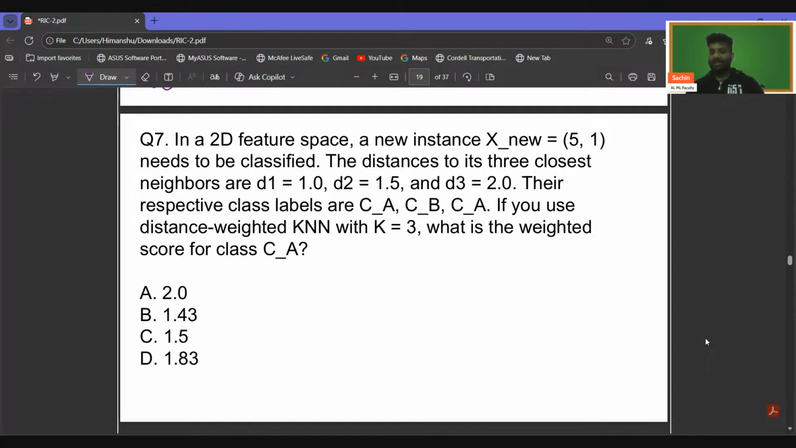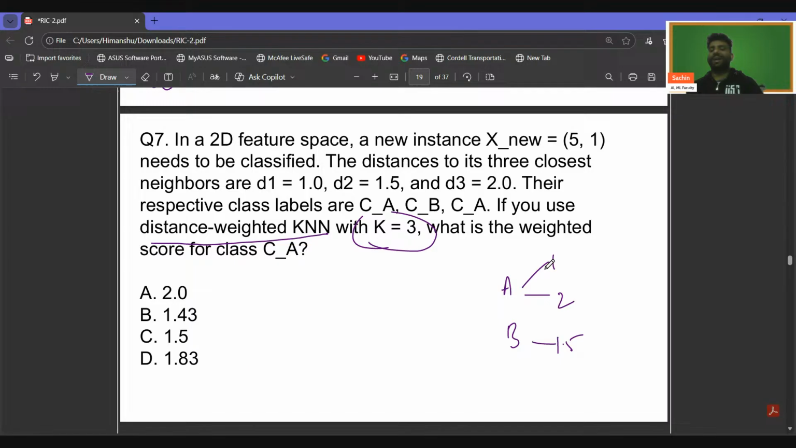So the distances to those data points belonging to class A are 1 and 2. And the distance to a data point belonging to class B is 1.5. If you use distance weighted KNN, what is that? I'll talk about that very shortly. And we are using k equals 3, and we have the 3 distances only. We need to just use them.